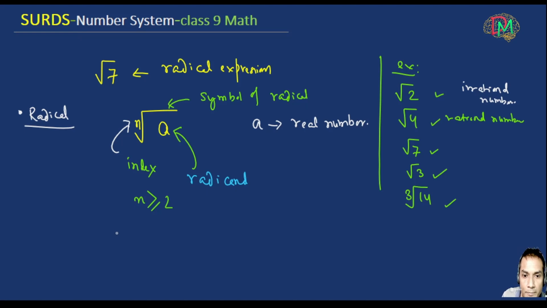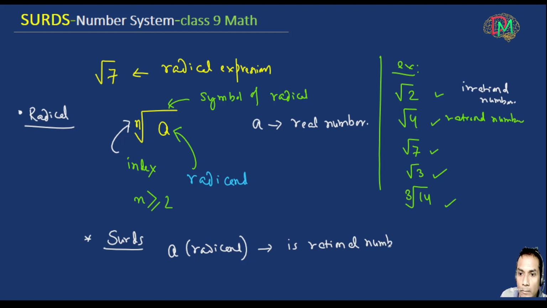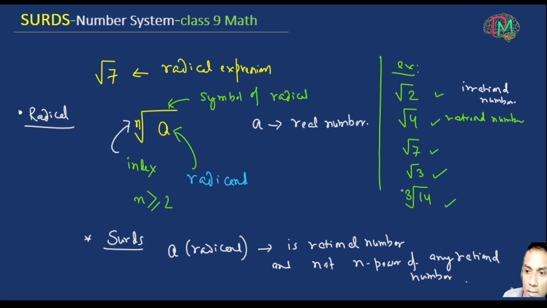Now we learn the surds. Okay, so when this radicand a is a rational number, and also not a power of any rational number, then it is called the surds.